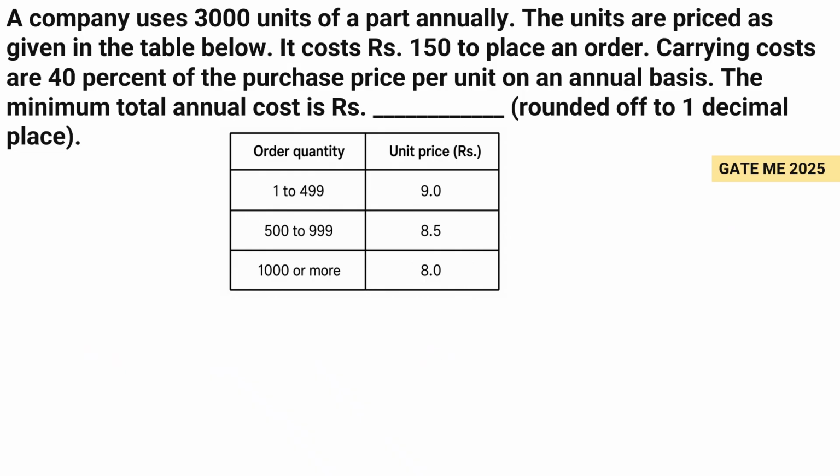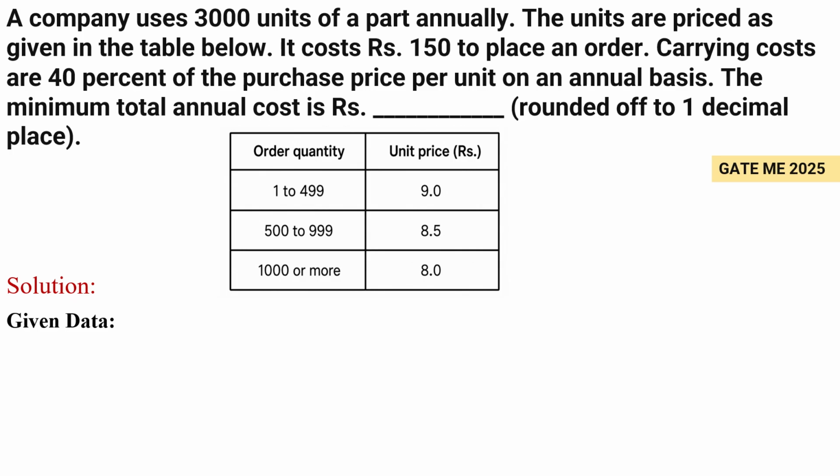Let's see the next question. A company uses 3000 units of a part annually. The units are priced as given in the table below. It costs 150 rupees to place an order. Carrying costs are 40% of the purchase price per unit on an annual basis. The minimum total annual cost is dash. So let's see the solution.